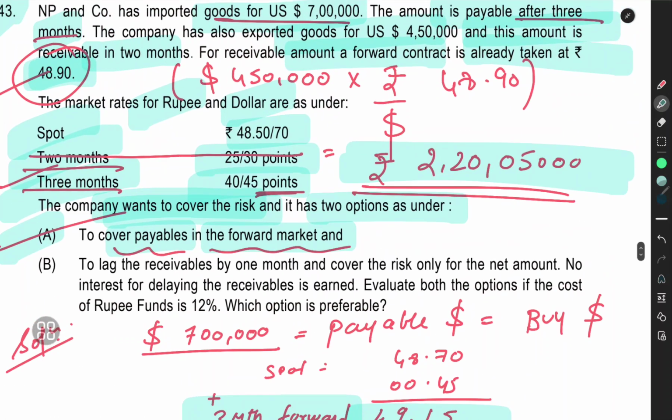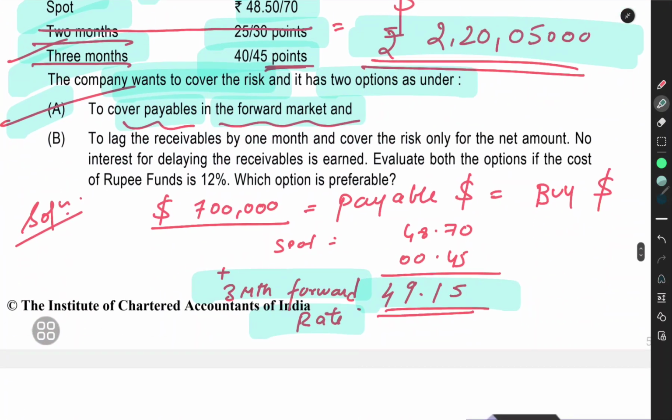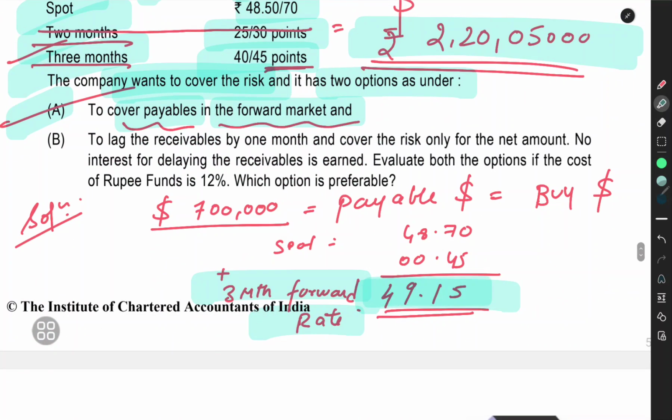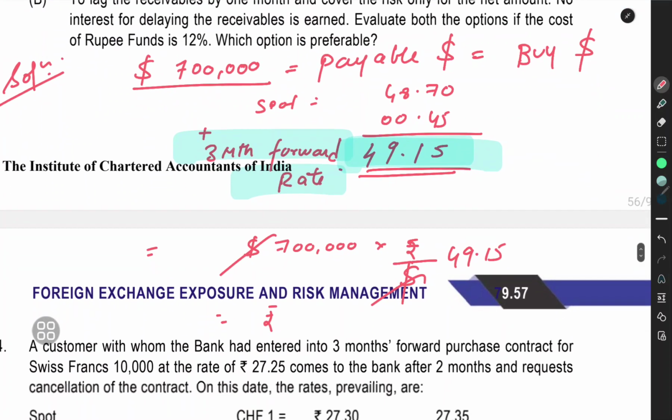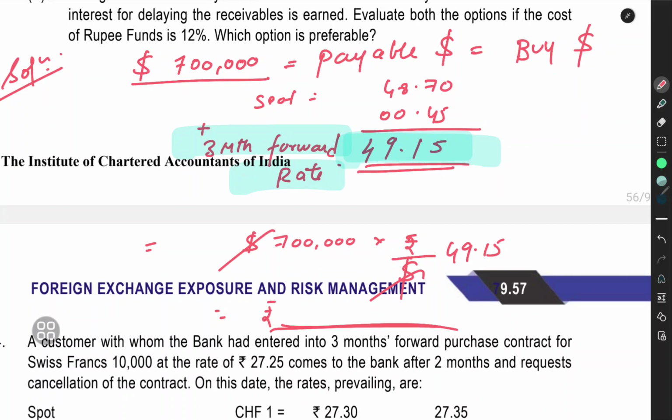My amount is given as 7 lakh, the currency is dollar, multiply that by 49.15. So we'll do that also. $7 lakh into rupee by dollar 49.15 comes up to the rupee equivalent. So I have fixed my rupee payout after 3 months, right now at spot using the forward contract, into 49.15 comes up to 3 crore 44 lakh 5,000.